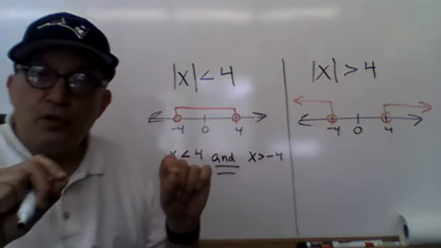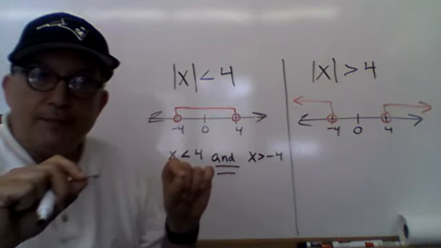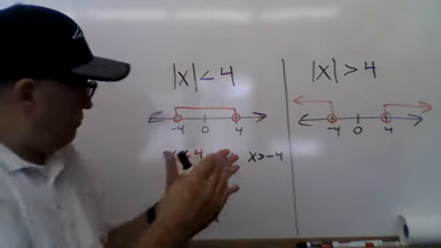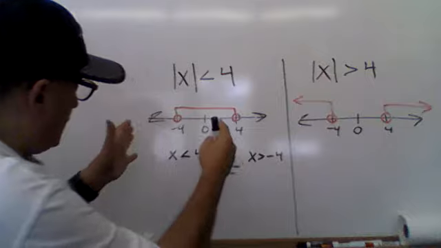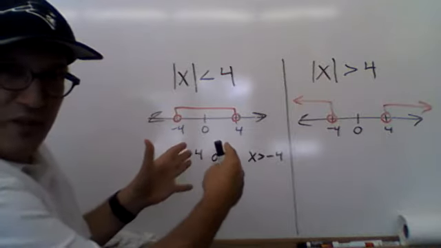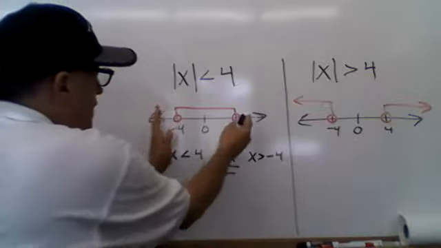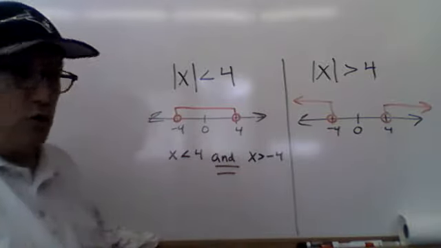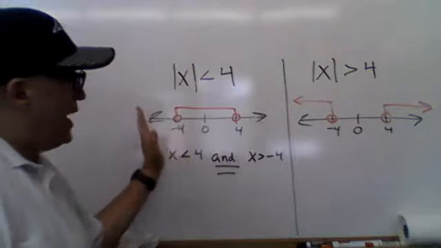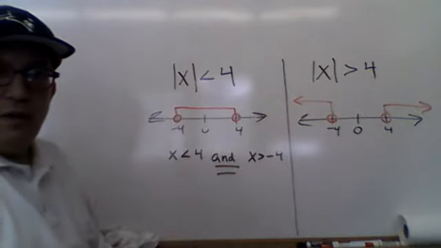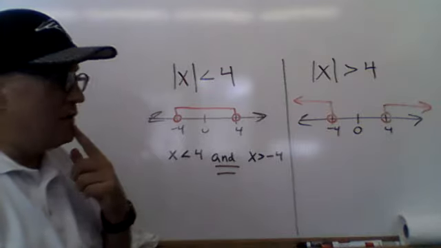Both of those conditions have to be met. And just try to convince yourself that that's true. Both of those conditions have to be met in order to be within 4 units of 0. You have to be less than 4, and at the same time, you have to be greater than negative 4. It's the word and there.